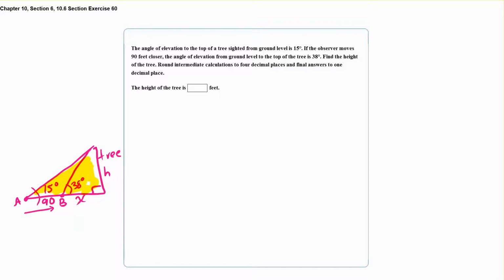and coming from the perspective of the 15-degree angle, the side h would be opposite the angle, and then this entire side here is adjacent. And so when I look at my trig ratios, that's the TOA part of SOHCAHTOA. Tangent is opposite over adjacent. But the adjacent side is not just 90, it's the entire length 90 plus x. So my trig ratio would be tangent of the angle 15 degrees equals my opposite side h over the adjacent side x plus 90.